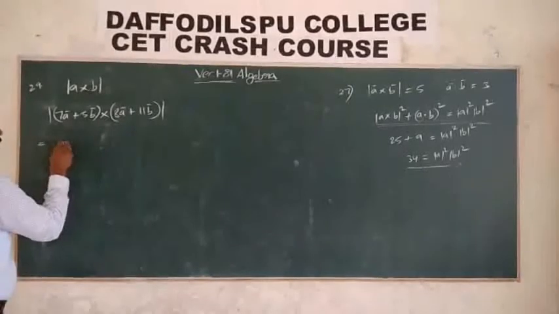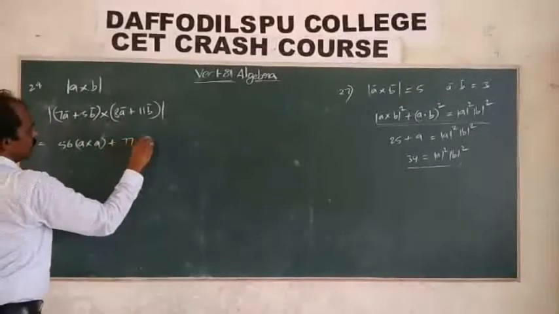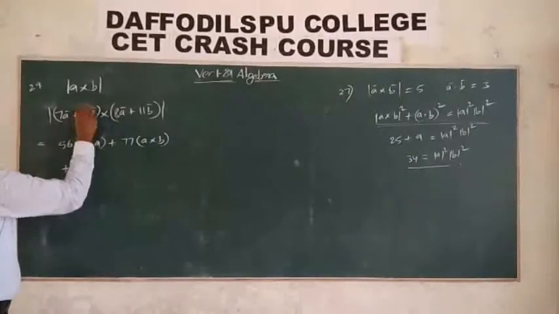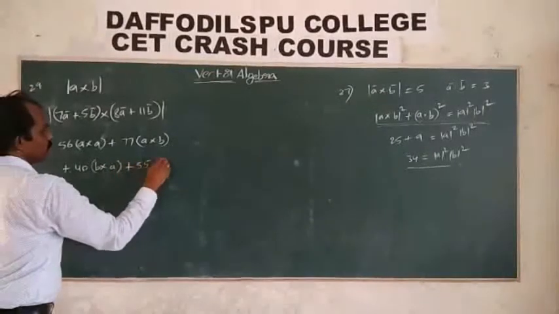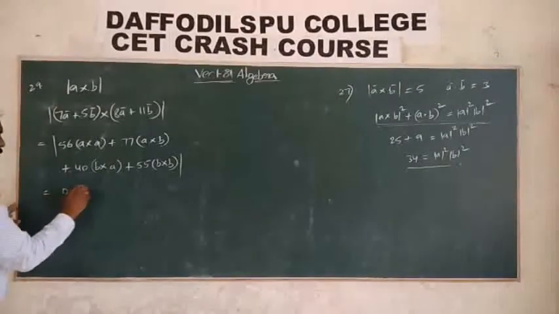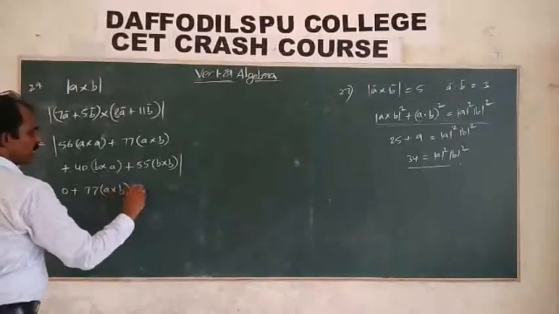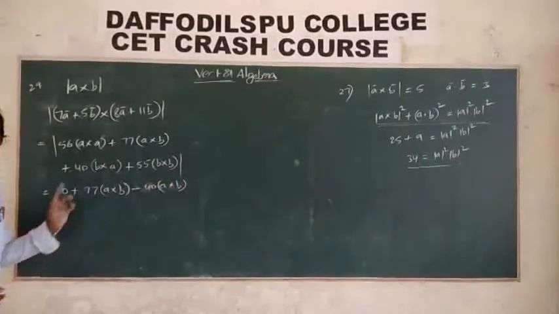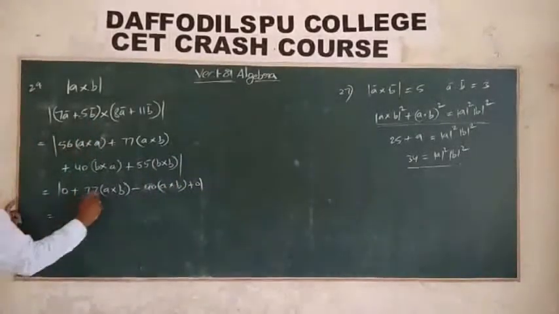So inside: 56 A cross A plus 77 A cross B, plus 40 B cross A, plus 55 B cross B. Right? A cross A value is 0, so 0 plus 77 A cross B. B cross A can be written as minus 40 A cross B. B cross B is also 0. So 77 minus 40.